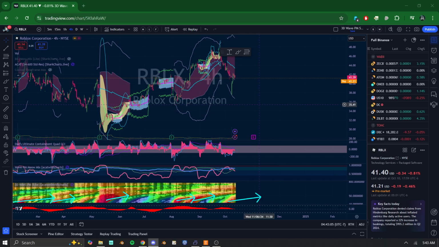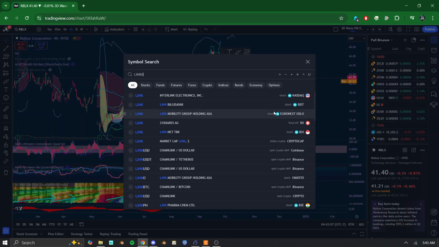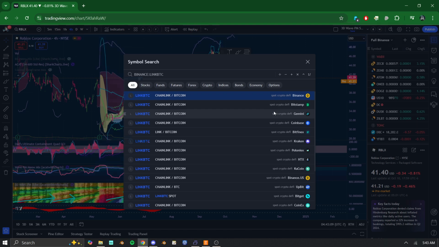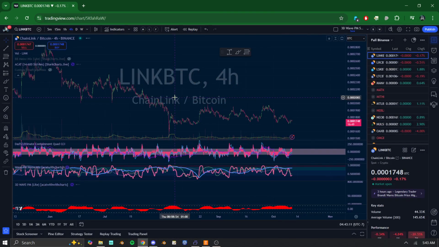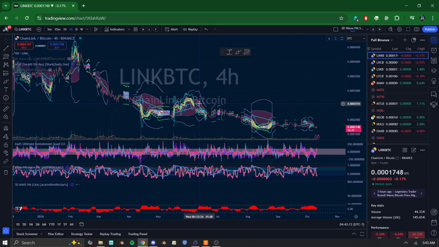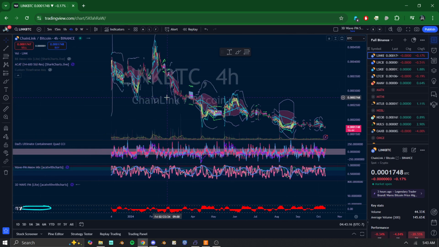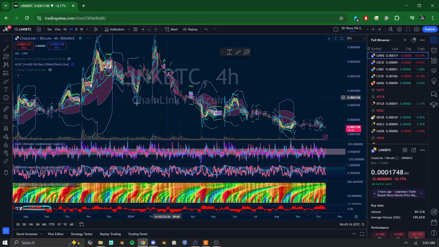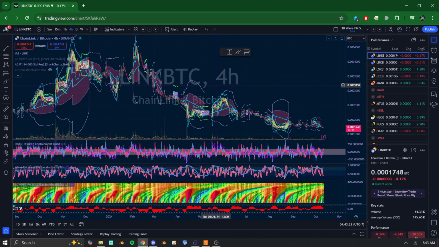Let's take a little look at Link. Link is cool. I like Link. It's always got great volatility. It's very consistent. You know, there's just good trading patterns on Link. I enjoy trading it.